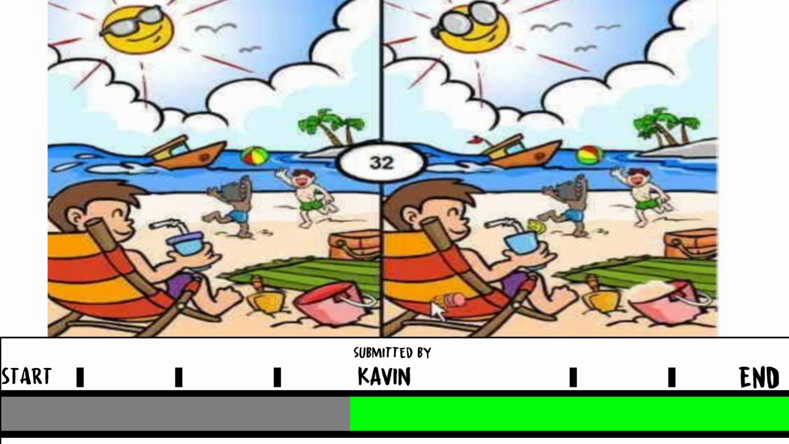The fourth difference is there is one more bird added in the second picture. Fifth, the outline of the juice bottle is missing in the second picture. Sixth, the coconut is missing behind the boy's leg in the first picture. The seventh, the tree is missing in the first picture. Eighth, the thing behind the chair is missing.